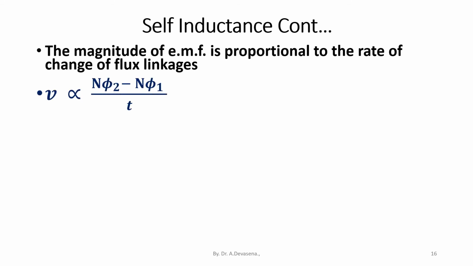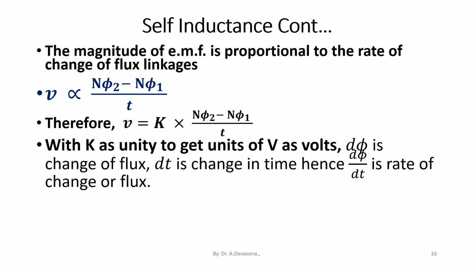That is, V is directly proportional to N phi 2 minus N phi 1 the whole divided by t. Therefore, V is equal to K into N phi 2 minus N phi 1 the whole divided by t. With K as unity, to get units of capital V as volts, d phi is the change of flux, dt is change in time. Hence, d phi by dt is the rate of change of flux. That is, V is equal to N into d phi by dt.